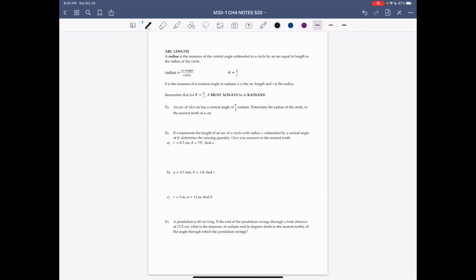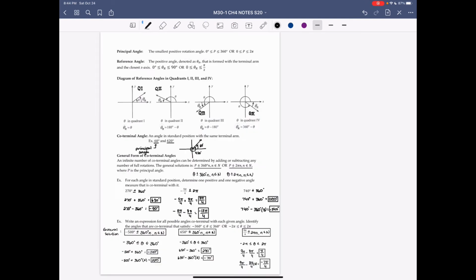Arc length. A radian is the measure of the central angle subtended in a circle by an arc equal in length to the radius of the circle. We can go back to the first page of our notes to get a better idea of what this is saying.